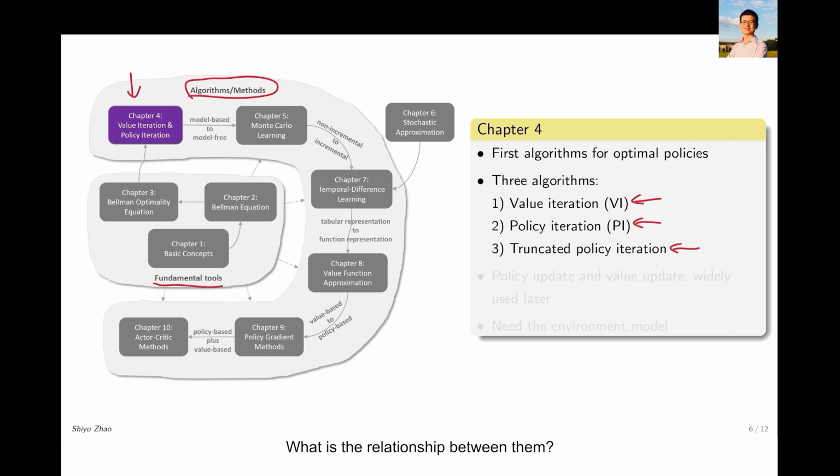What is the relationship between them? Truncated policy iteration is a unified algorithm of the other two, or it could be said that value iteration and policy iteration are two extremes of the third. For specific details, you can check this chapter more closely. What I want to emphasize here is value iteration. Recall when I mentioned an algorithm capable of solving the Bellman optimality equation in Chapter 3. That algorithm is actually the value iteration algorithm. We will analyze it in more detail in this chapter. Furthermore, in the following chapter, Chapter 5, policy iteration will have a significant foundation for the Monte Carlo learning that does not require a model.